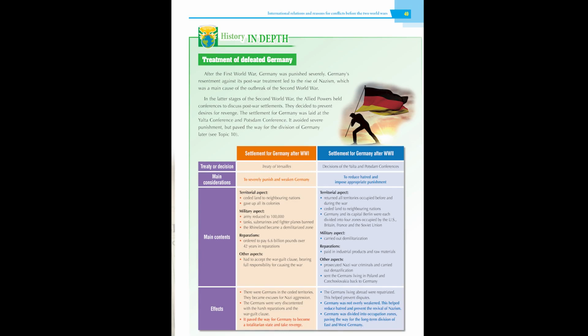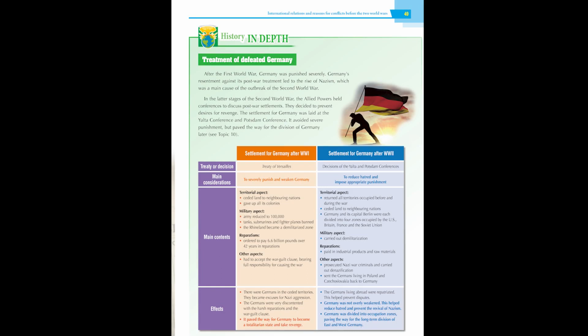Reparations, ordered to pay £6.6 billion over 42 years in reparations. Other aspects, had to accept the war guilt clause, bearing full responsibility for causing the war. Effects, there were Germans in the ceded territories. They became excuses for Nazi aggression. The Germans were very discontented with the harsh reparations and the war guilt clause. It paved the way for Germany to become a totalitarian state and take revenge.